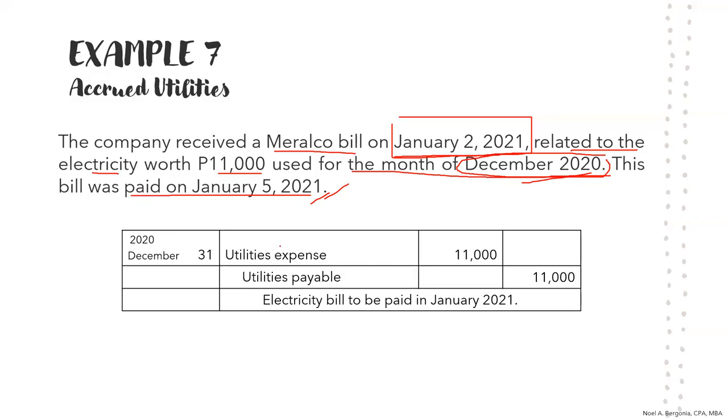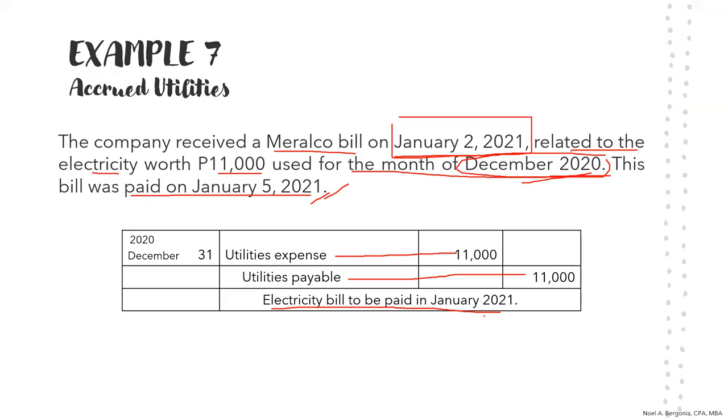So, 2020. So, debit tayo ng utilities expense dahil nagamit na natin yung electricity worth 11,000. And we credit utilities payable dahil hindi pa bayad 11,000. Okay, so our short description, words po tayo, electricity bill to be paid on January 2021. Or pwedeng receive Meralco bill.